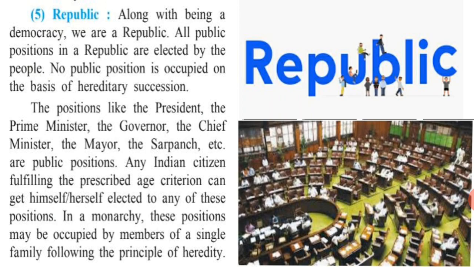Whereas in a monarchy, these positions can be occupied by members of a single family following the principle of heredity. Now, what is monarchy? Like a king or a queen is ruling a kingdom or an empire, and then after the king or the queen, their son or daughter will take the position. That means members of a family rule a particular kingdom or empire. That is called monarchy. So we are a democratic nation. We do not follow monarchy. These are the 5 important points mentioned in the preamble, that India is a sovereign state, socialist state, secular state, democratic state, and a republic.